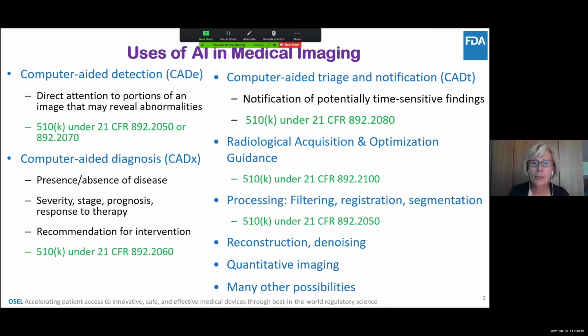Last year in 2020, we authorized the first device, an ultrasound image capture system that was AI enabled to support collection of images by technologists, achieving image quality on par with that of experts. And then, of course, there have been many other applications, and we've heard some examples of those today that have to do with image processing, like image registration and segmentation. I'm going to talk a little bit about image reconstruction and denoising and quantitative imaging, amongst other possibilities.